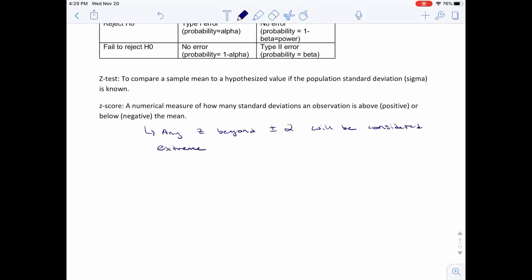And so what that's equivalent to in hypothesis testing is, if it's extreme, we would reject H naught, right? And so now we're making those links here. So this is essentially saying we would reject H naught. So we would have a statistically significant difference, right?